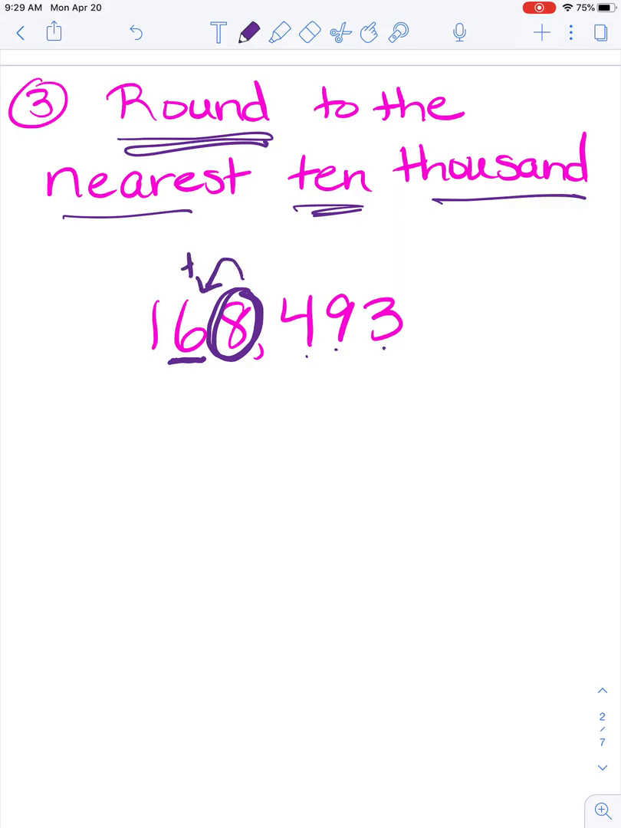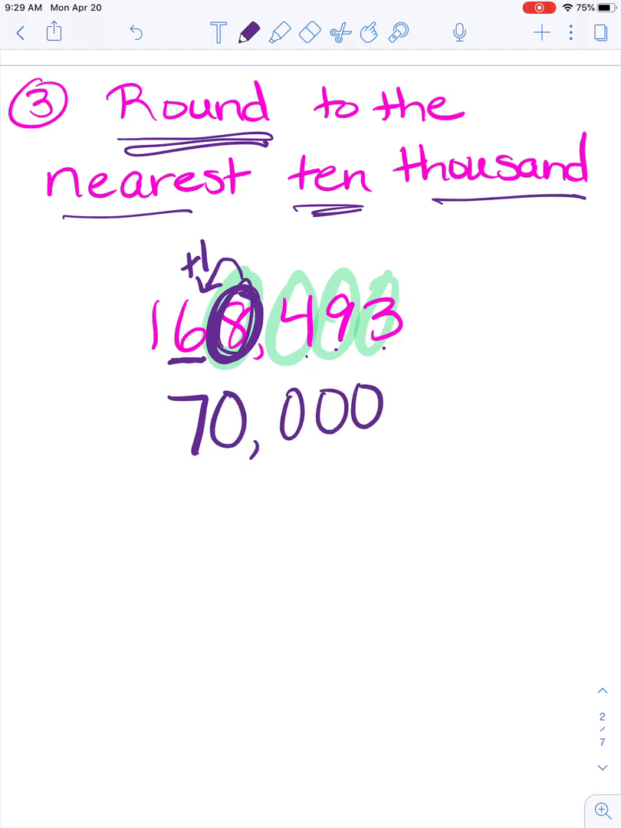So that means we are going to be adding 1 to the place value we're looking at. 1 plus 6 is 7. My numbers to the right become a 0, and we know that because of this right here. When we circle that, that's kind of our clue that, oh my goodness, all these numbers are going to become a 0. So we have 4 zeros. The numbers to the left, though, stay the same. So 168,493 rounded to the 10,000th place is 170,000.